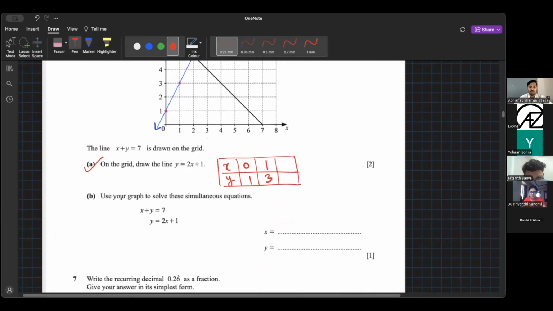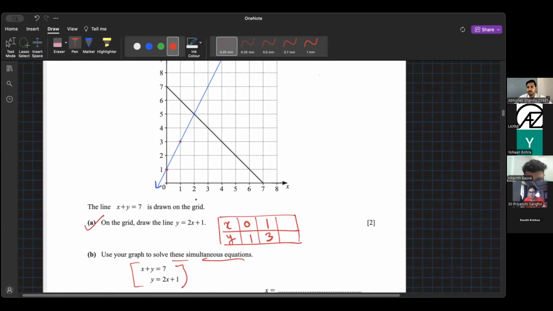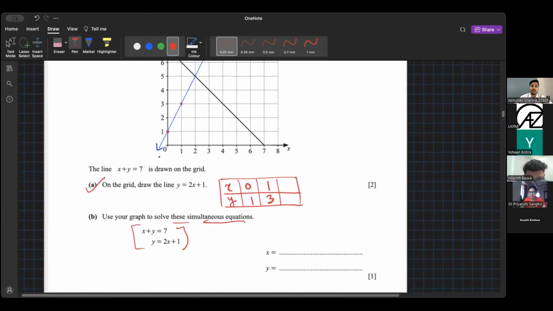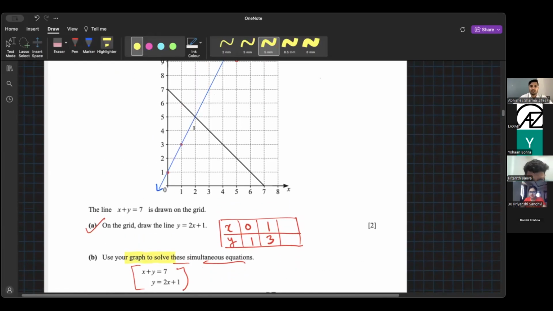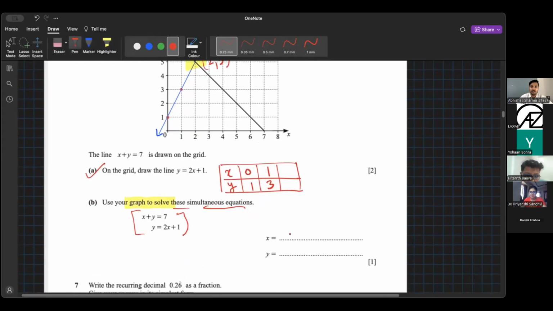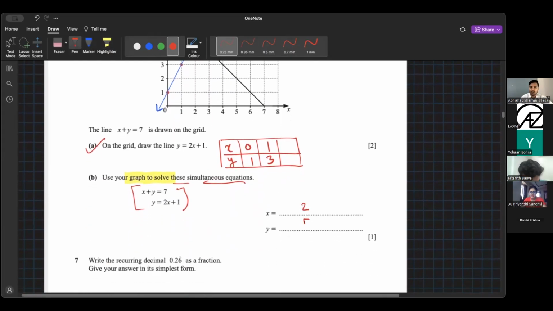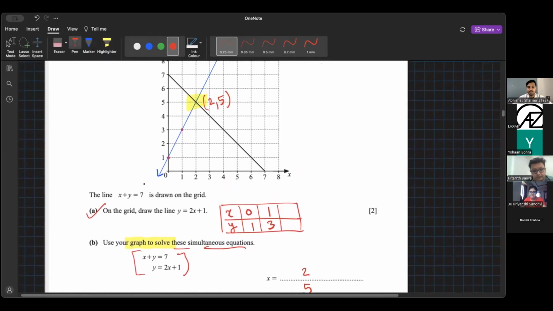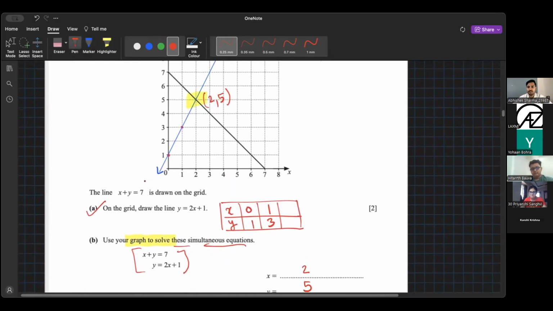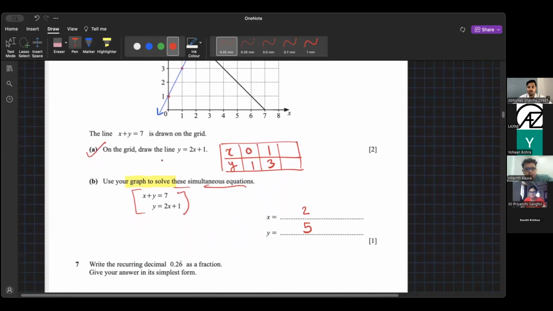Second part, it says use your graph to solve these simultaneous equations. Now, these simultaneous equations we cannot solve using the algebraic method, which is elimination or substitution method. They have clearly mentioned solve using the graph. So on the graph, the point of intersection will give us the solution. That is 2, 5, right? So the solution x component is 2, y component is 5, and that's the answer. Clear? Shall we move on?